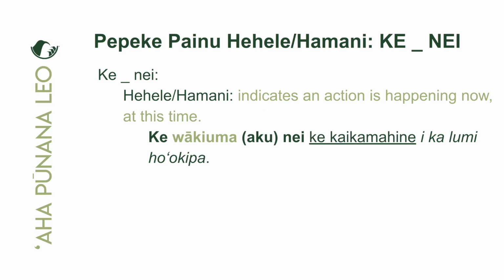Ke vakiuma aku nei, who's doing the vacuuming? Ke kaikamahine, maikaʻi, the girl. Where is she vacuuming? Okay, or what is the thing that is receiving the action of being vacuumed? Ka lumi hoʻokipa, the living room. All right, let's take a look at the unuhi, the translation. The girl is vacuuming the living room. We were able to deconstruct the pepeke and come up with a unuhi. The girl is vacuuming the living room at this present moment right now.